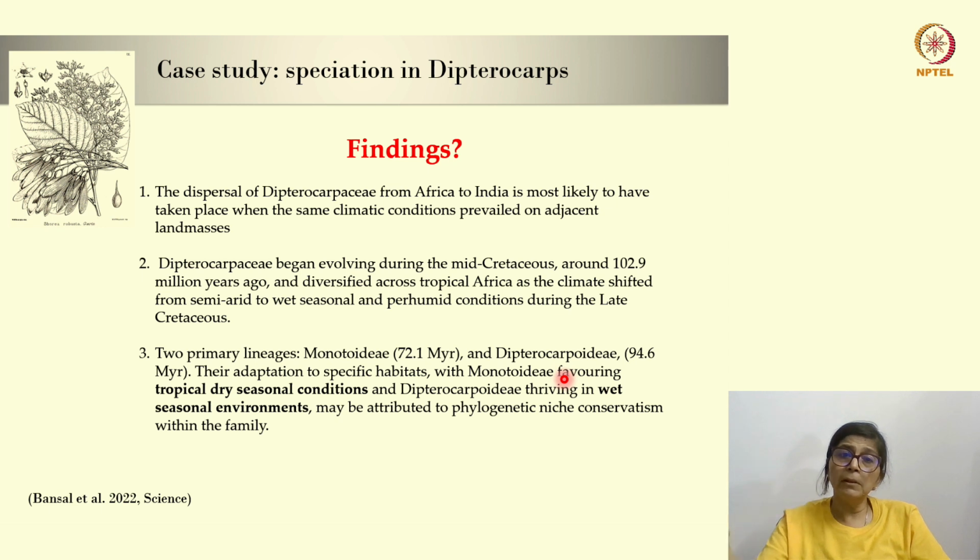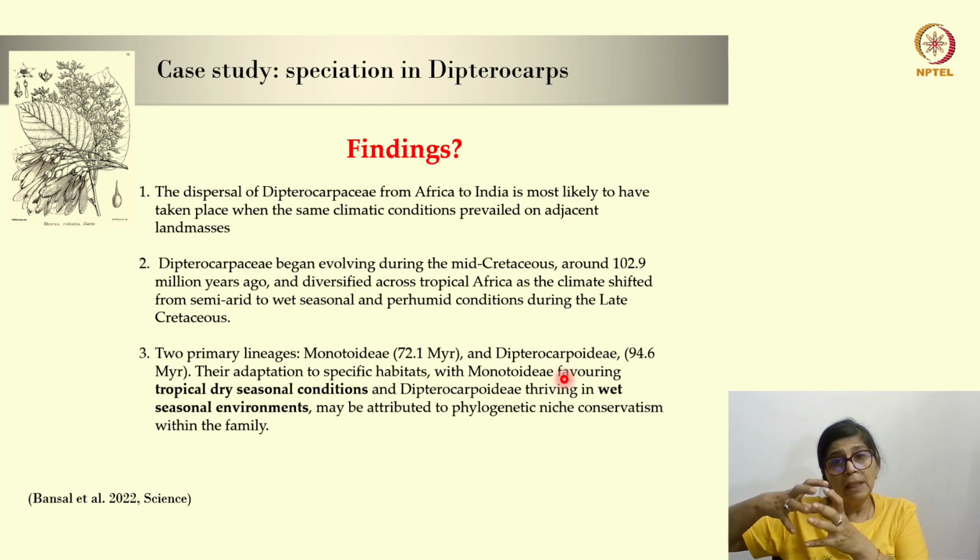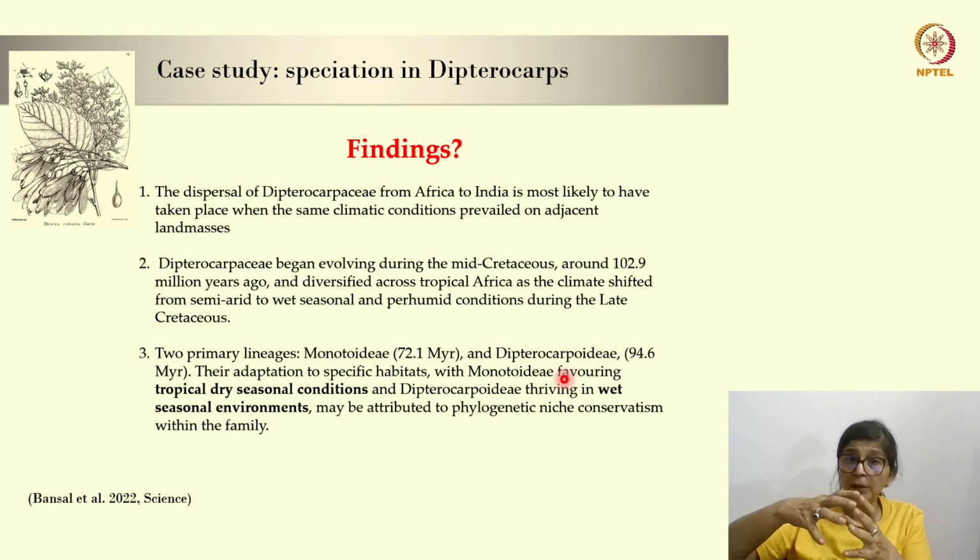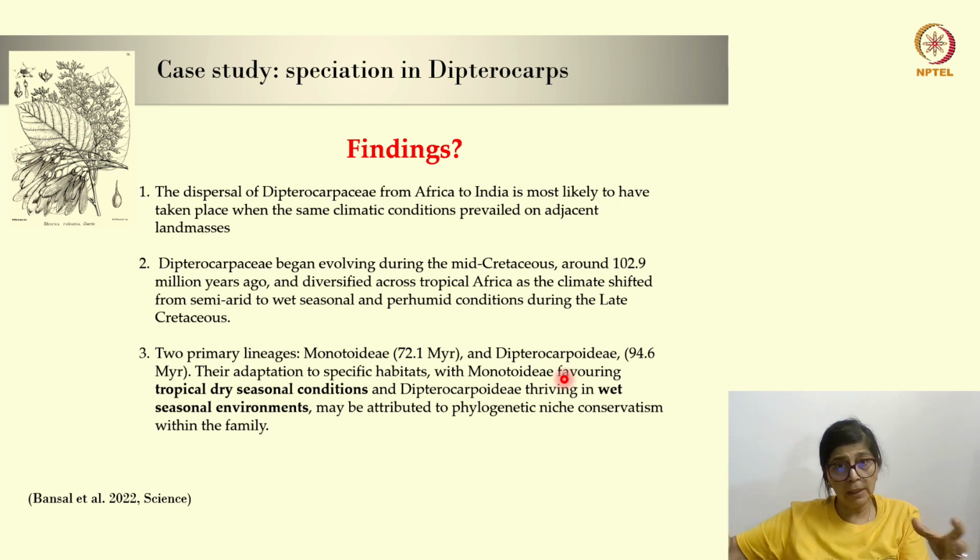The dispersal of Dipterocarp has happened probably from Africa to India, and most likely took place where the same or similar climatic conditions prevailed in the adjacent land masses. So probably the land masses which were together at that time had similar climatic conditions. Then owing to continental drift, when the land masses separated, these climatic conditions started becoming different and different. And that's how speciation in those isolated land masses happened separately. So what we are talking about is allopatric speciation and sympatric speciation in those islands. So both are happening together.